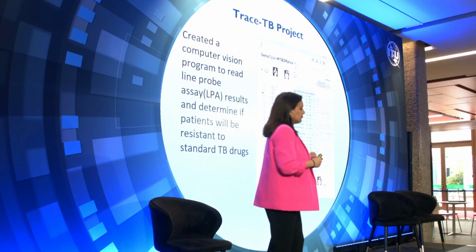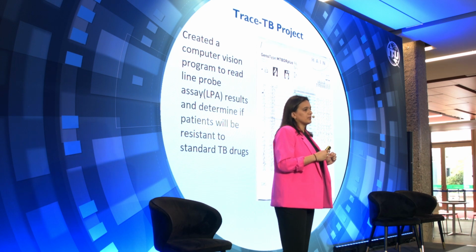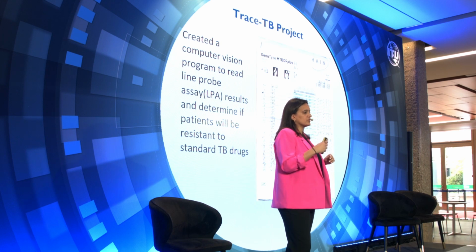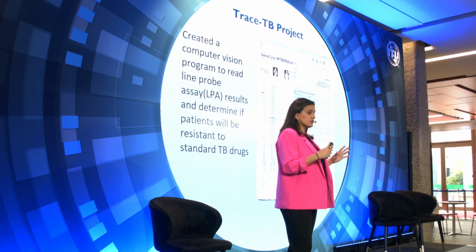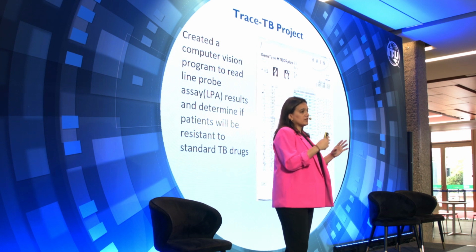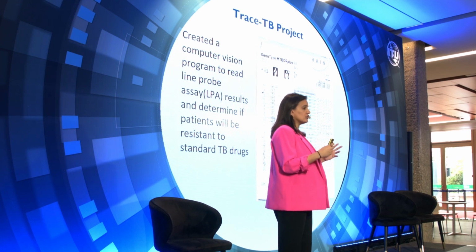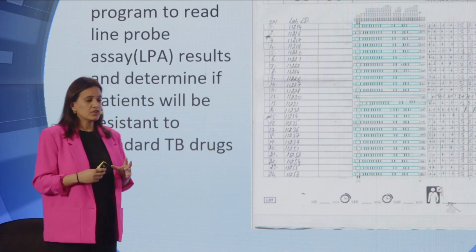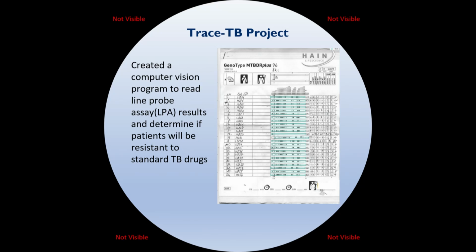The next example that we have is a computer visioning program. So what we are seeing when it comes to TB is an increase in drug-resistant TB, which is still treatable, but we need to know that the individual is resistant to traditional antibiotic regimes in order to treat them accordingly. So traditionally, we would use these. These are called LPAs, or line probe assays. And these are DNA tests that were used, and then a lab technician would then interpret these results and determine if somebody had drug-resistant TB.